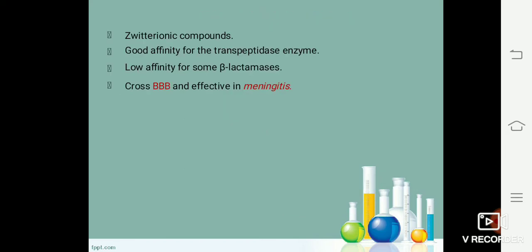Deuterionic compounds. These are the deuterionic compounds. Deuterionic compounds are those molecules which have an equal number of positive and negative charges. They have good affinity for the trans enzymes, low affinity for some beta lactamase, cross the blood brain barrier, and are effective in meningitis. Meningitis means inflammation of the brain.